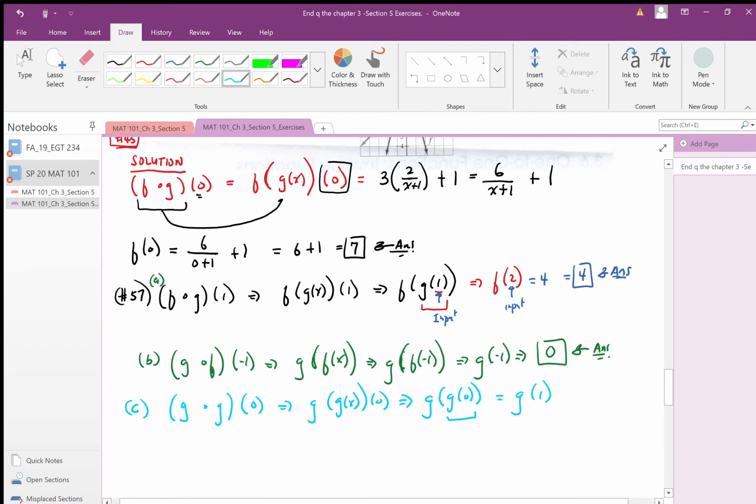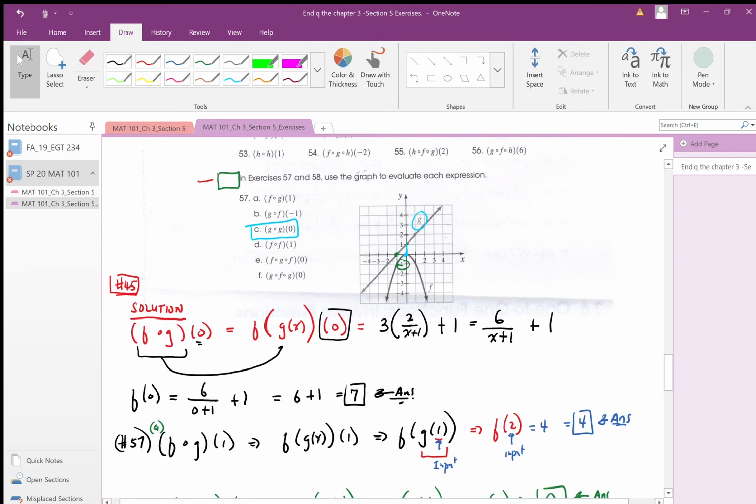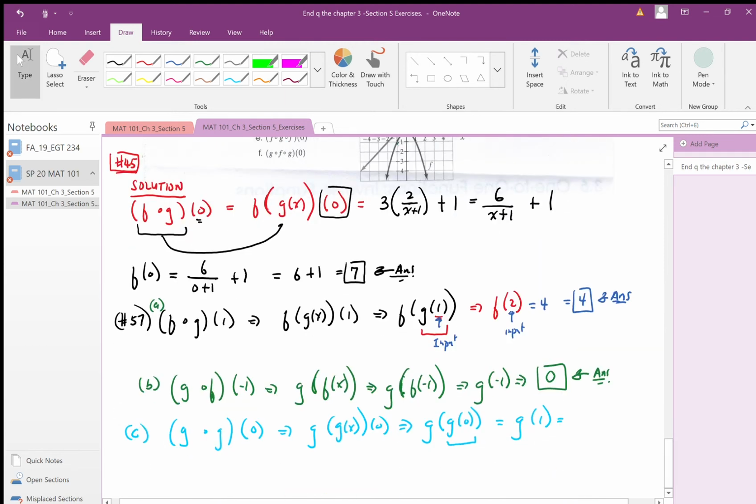G of 1. Now, when I'm at g of 1, what's going to be g of 1, I'm sorry, this is g of 1 here on the x-axis. Okay, just x-axis g of 1, if I go up, 2 will be my value right here, equals 2, and that's my answer.